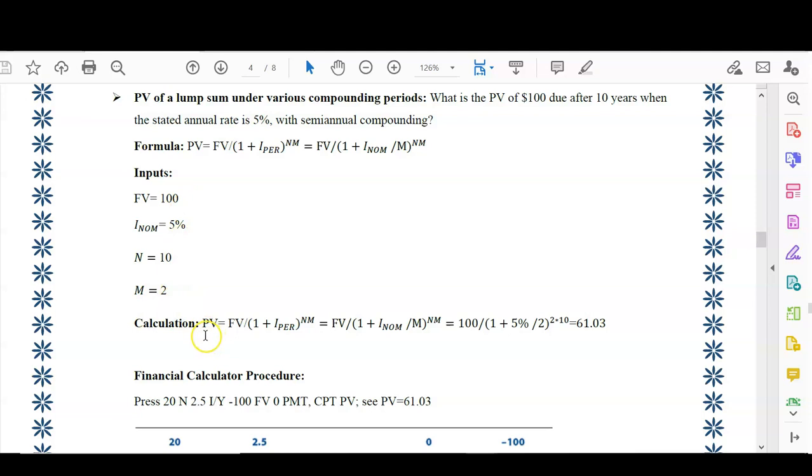So our present value here would be this $100 divided by 1 plus the nominal rate 5% divided by 2 compounding periods per year. So the periodic rate becomes 2.5%. To the power of compounding periods per year, which is 2, multiplied by number of years 10. So we have 20 periods, 20 half years. Okay, so the total present value should be 61.03.